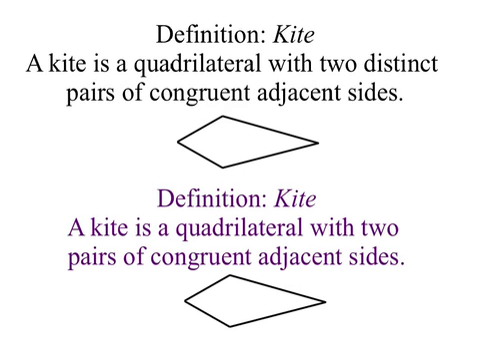If we take the bottom definition, then rhombi and squares are also kites. If we take the top definition, then a kite is very distinct. It can't be a parallelogram, can't be a trapezoid. A kite is just another quadrilateral with some special characteristics.